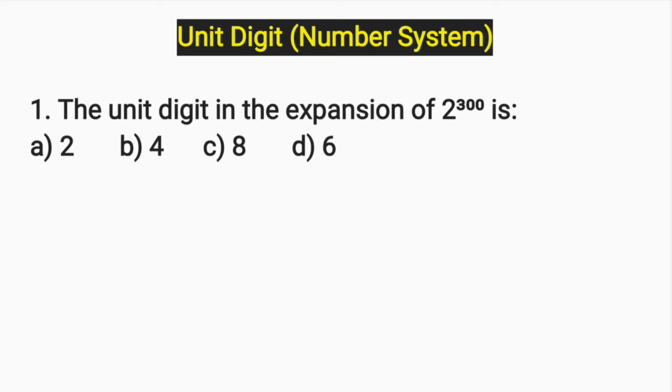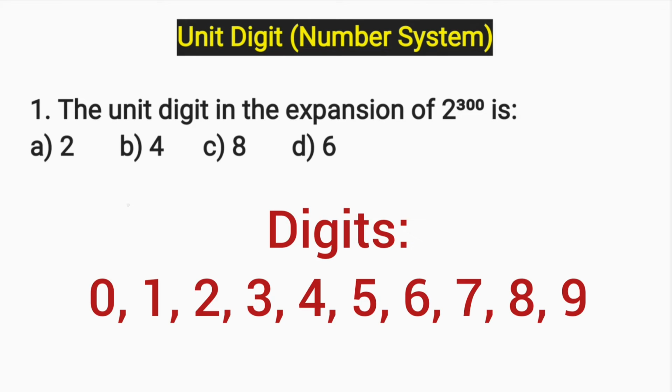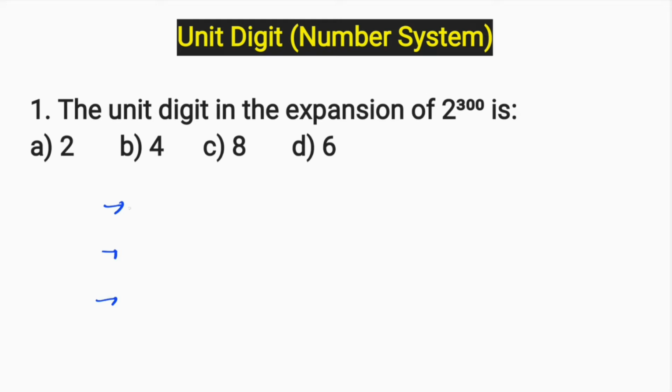So basically we have total 10 digits. Okay, means 0, 1, 2, 3, 4, 5, 6, 7, 8, 9. So I have made 3 groups of these digits. In one group we have 0, 1, 5, 6. In group 2 we have 4 and 9, and in third group we have 2, 3, 7, 8.